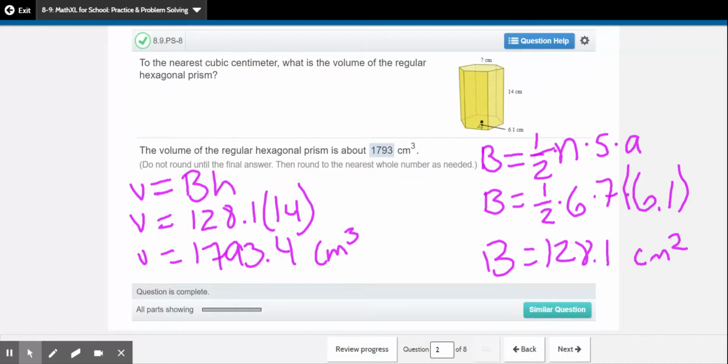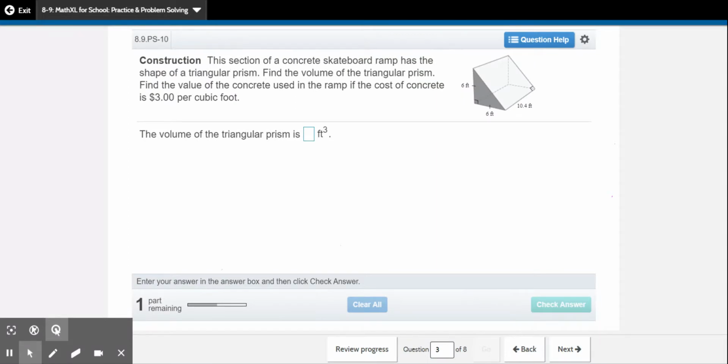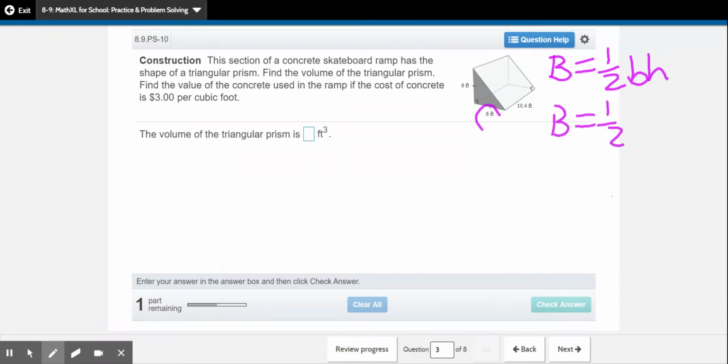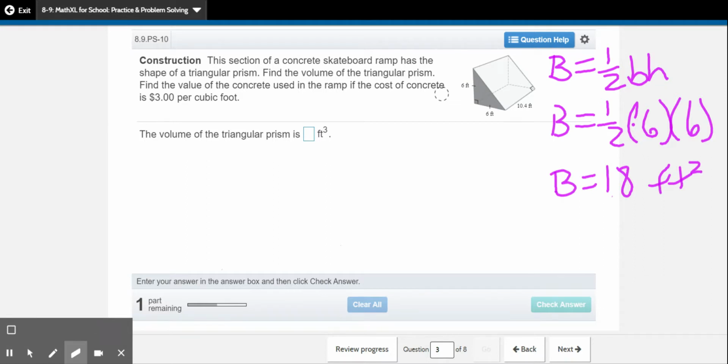Nice work. Number 3, this section of a concrete skateboard ramp has the shape of a triangular prism. Find the volume of the triangular prism. Then find the value of the concrete used in the ramp if the cost of concrete is $3 per cubic foot. Let's find the volume first. What are our bases? Our bases are triangles. How do you find the area of a triangle? 1/2 base times height. All right, and then let's fill in our bases and our heights. 1/2 base times height. All right, so our triangle's area is 18 feet squared.